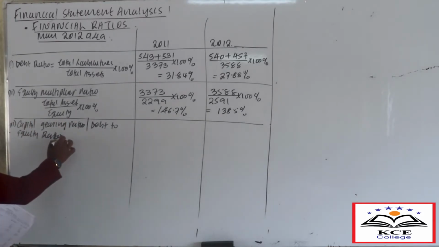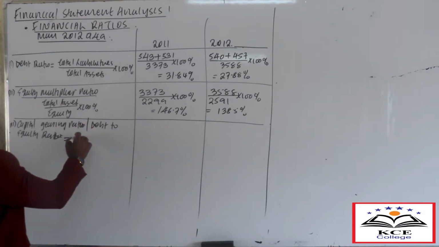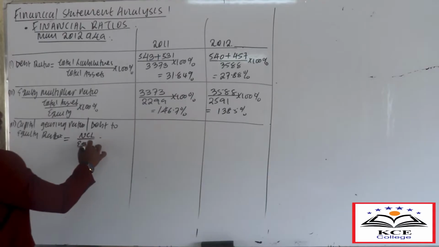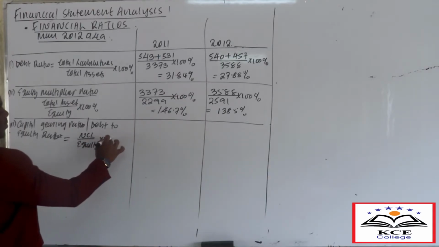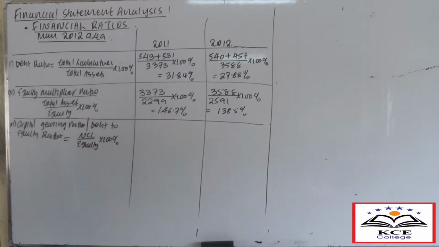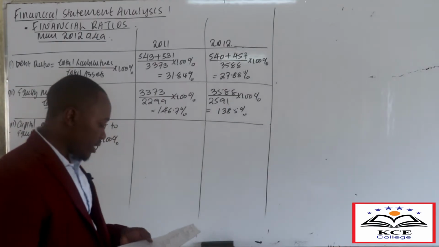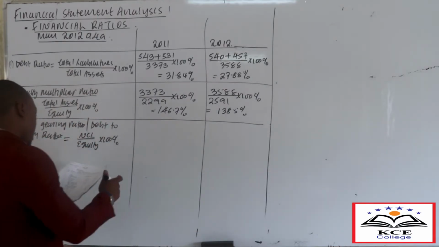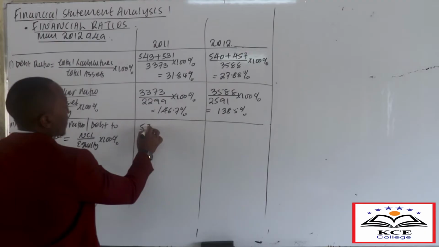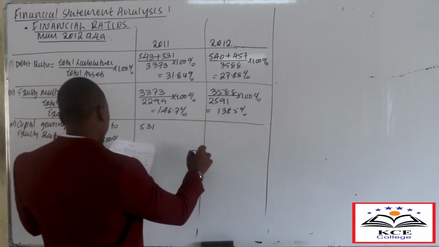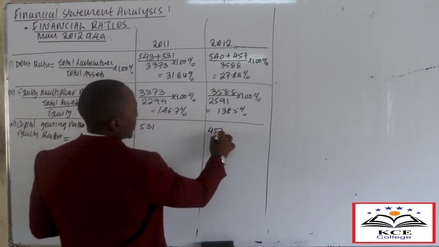And how do we get the capital gearing ratio? We say that you take long-term debt, that's the non-current liability, you divide by the equity, then you multiply by 100%. The non-current liability, we had the long-term debt as 2011, we had an amount of 531. Then 2012, we had 457.